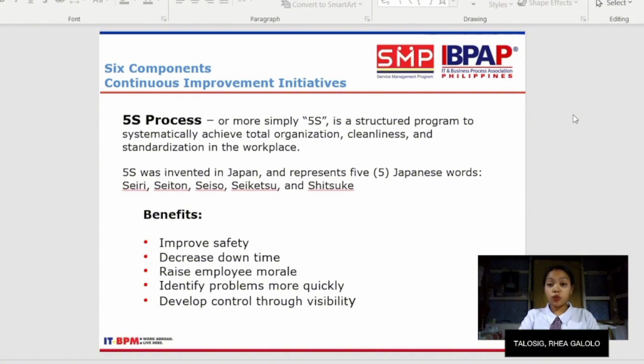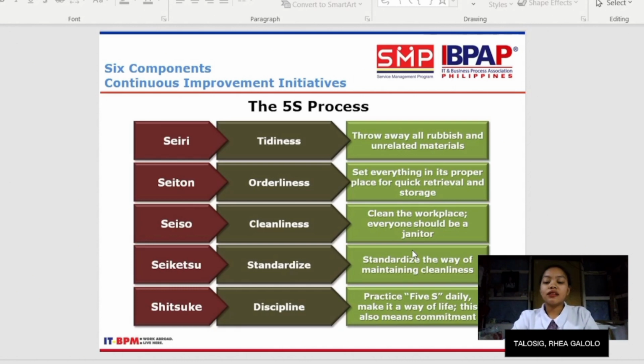Identify problems more quickly. It's easier to identify the problem if things are organized in order in the production workplace. And develop control through visibility. It quickly shows the current status of the workplace or a business. The 5S process: Seiri, Seiton, Seiso, Seiketsu, and Shitsuke.